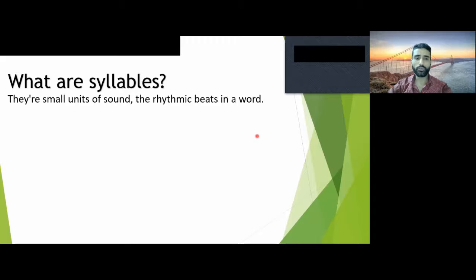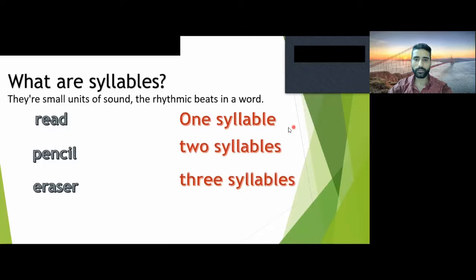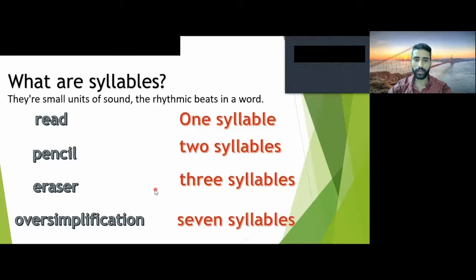Okay, let's start with the question. What are syllables? They are small units of sound, the rhythmic beats in a word. Read. How many syllables do you hear in read? One syllable, correct. And pencil? Yes, it has two syllables. And eraser? Very good. It has three syllables. Oversimplification. It has seven syllables. Excellent.